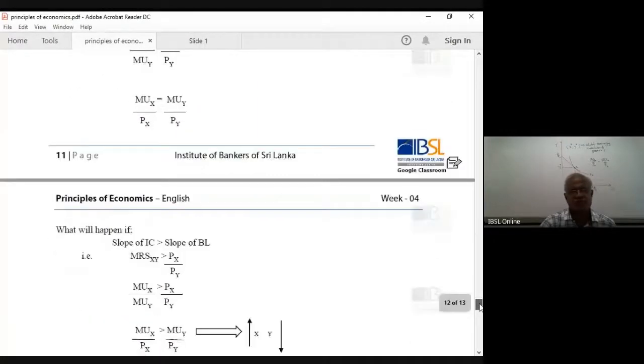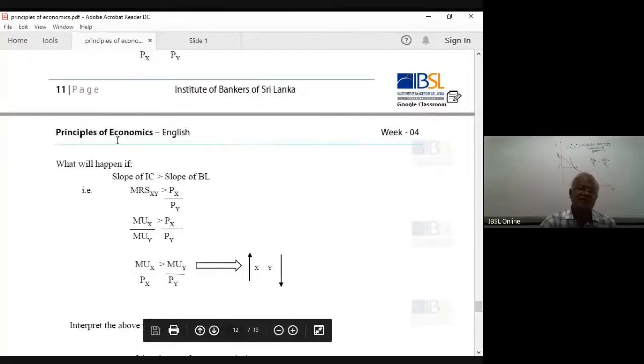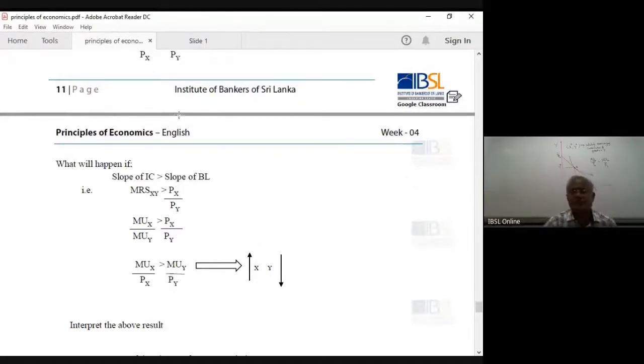Suppose the slopes are different. Now what will happen if the slopes are different? Then the consumer is getting more marginal utility from X than from Y for a rupee. Therefore, what is his normal behavior? He will increase consumption of X and decrease consumption of Y, because he is getting more marginal utility. Increase X, decrease Y. At the end, because of the law of diminishing marginal utility, you again come to this equilibrium condition.